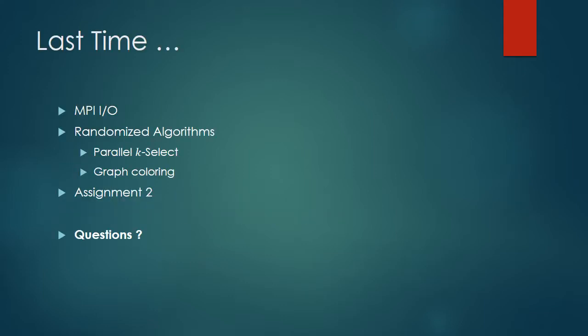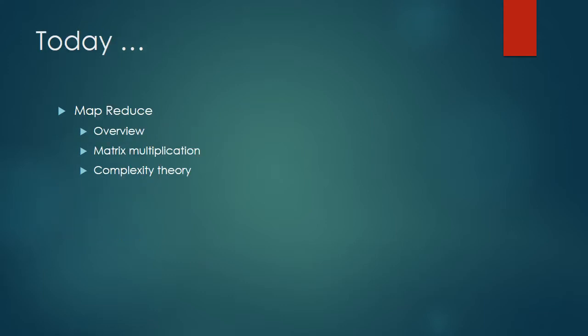Let's actually go with the start. Last time we did MPI-IO and we did randomized algorithms, both parallel K-select and graph coloring as examples. And then we had assignment 2. Any questions regarding this, or can we move on? Are any of these topics not clear? Okay, good.